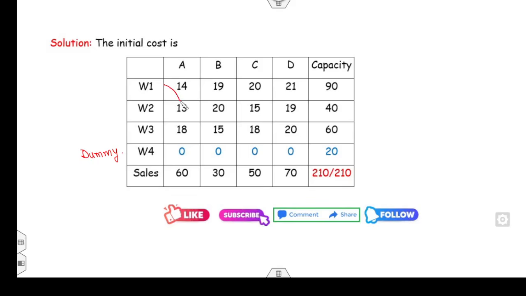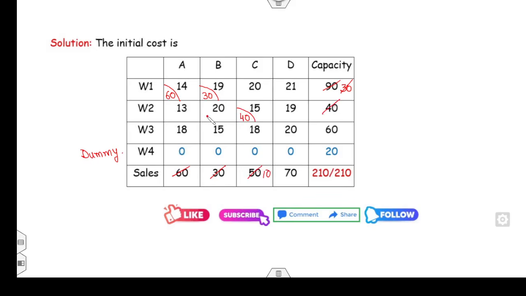The first element, northwest, is 60 and 90. Minimum is 60, so that number is my 30. Fine. So the first column is cancelled. Now look at the second one, 30 and 30. The minimum is 30. Fine. So the second column is also cancelled. The first row is cancelled. Now the next numbers are 50 and 40. Minimum is 40, and this number is my 10.